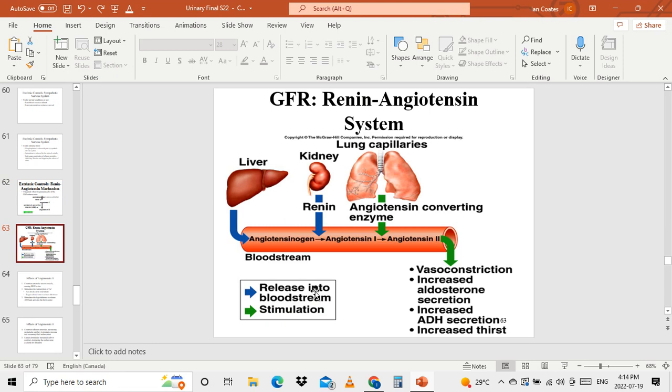And this is just another snapshot here. There's your angiotensinogen, plus renin produces angiotensin 1 with the use of the angiotensin converting enzyme, or ACE, which is generally found in the lungs. We make angiotensin 2, and vasoconstriction, increased aldosterone secretion by the adrenal glands, increased ADH secretion, antidiuretic hormone, keep those sodium, keep the water, increase thirst. So it's all right here. Nice little slide. Like it.